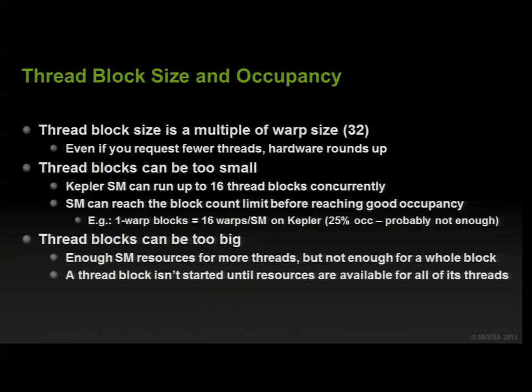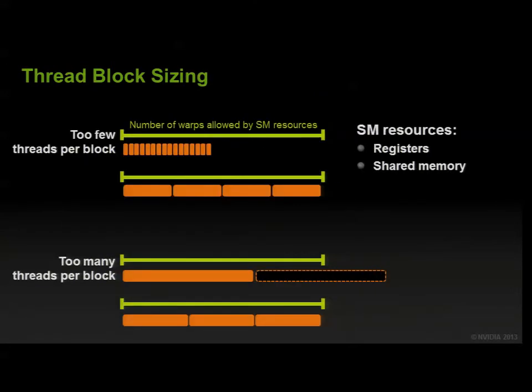I want to skip over this one. We just go straight to the pictures. I've drawn this one in the air several times before, but what you see here is basically the number of warps that are allowed by the SM. Again, we said 64 warps is the maximum that any SM can hold.